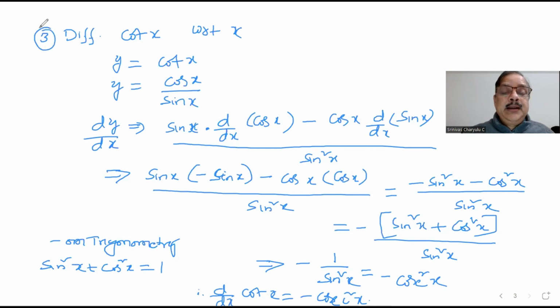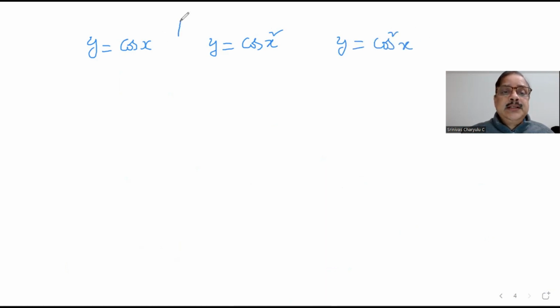Please remember. And next, an important thing: just before concluding the last video, I did one chain rule type of sum, so I wanted to clarify an important point here. Let us say we have y is equal to cos x, y is equal to cos x square, and y is equal to cos square x. Let us do these three sums first.